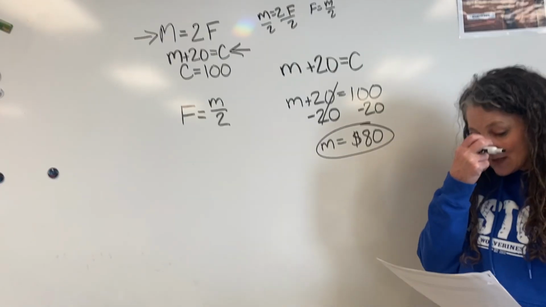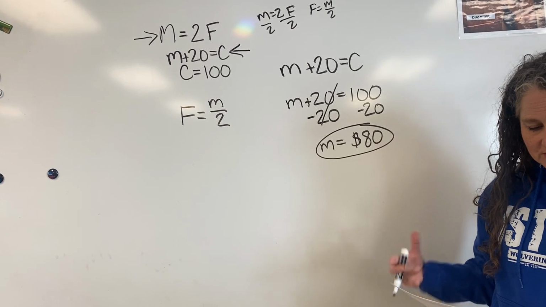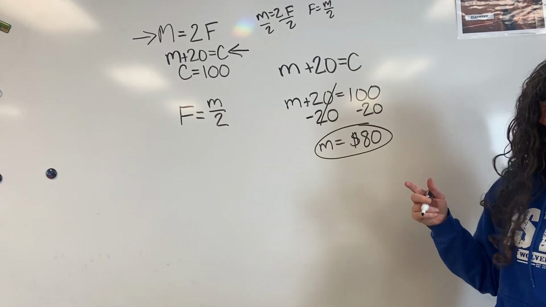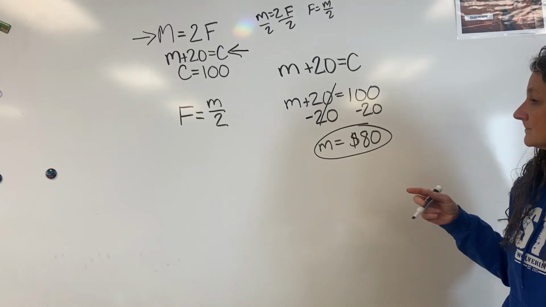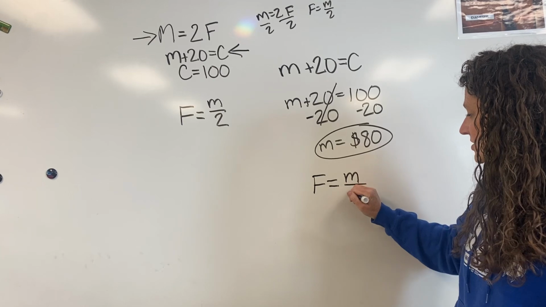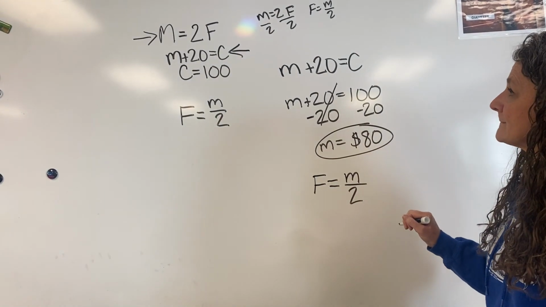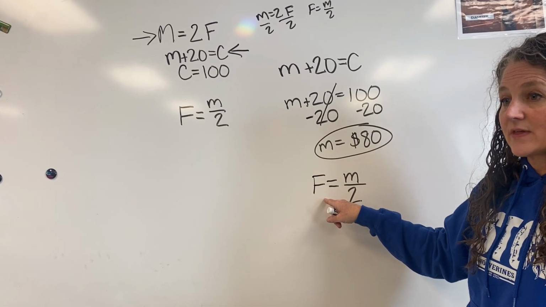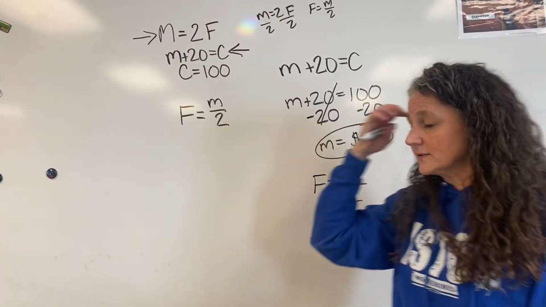Now that we know how much money Marissa has, what equation are we going to use to find out how much money Frank has? Which one are we going to use? Preston? F equals M divided by 2. Do we know what M is now? Yes. Couldn't we do M equals 2F? We could. This one's a little bit faster. This one has less algebra with it, but this one would also not be wrong. It's going to give us the same answer one way or another.